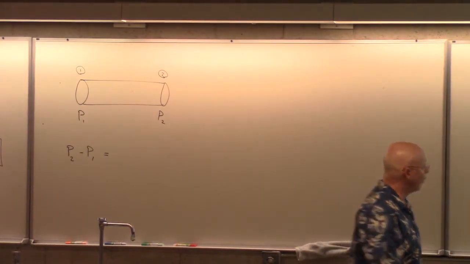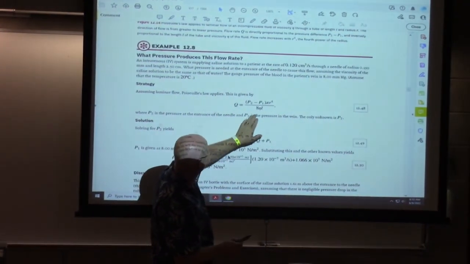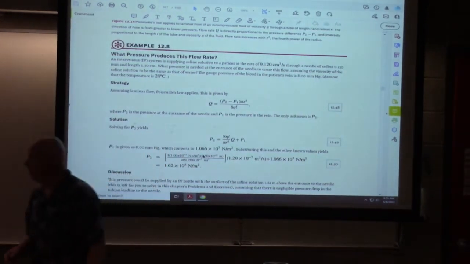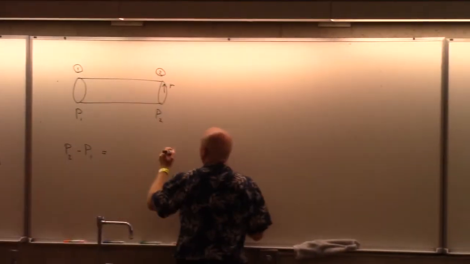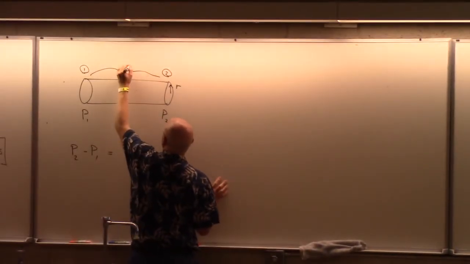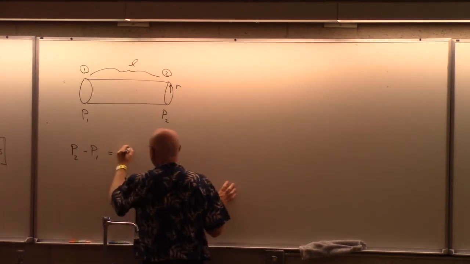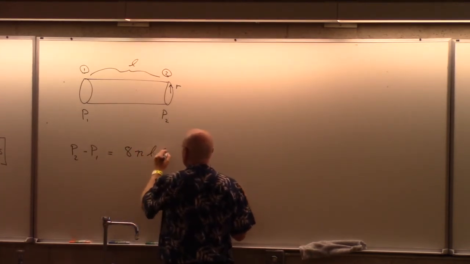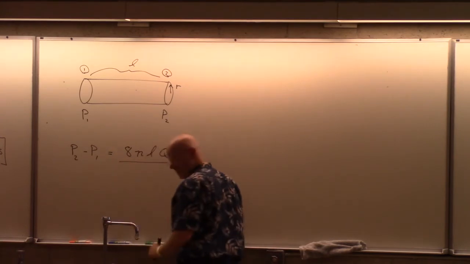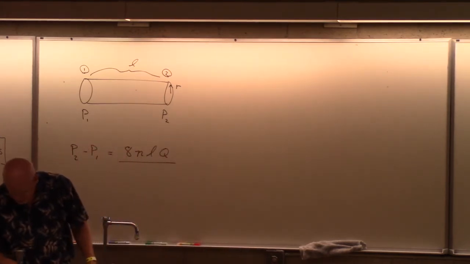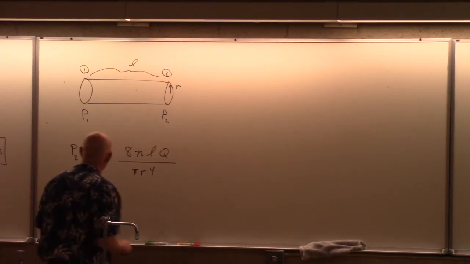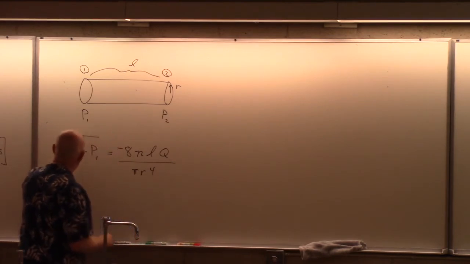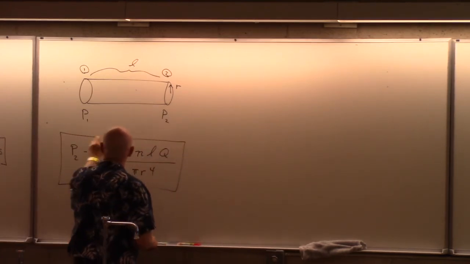And so without proof, your author gives you a nice little equation here, although I'm going to write mine a little different. I'm going to put the 8 eta L on the other side. So if this pipe has a radius of r and a length of L, 8 eta L times the flow rate, and is it, yeah, pi r to the 4 power, and I'm going to put a negative in front of my equation. Put a box around this.